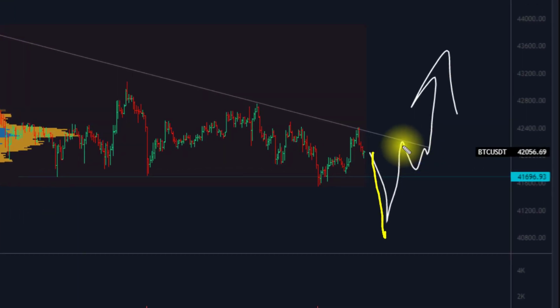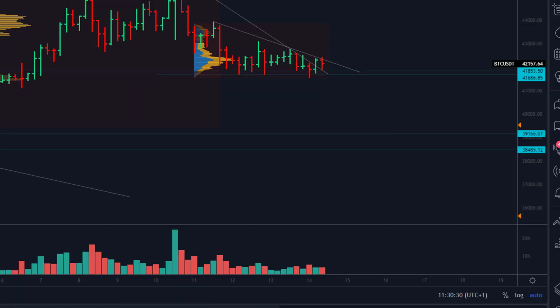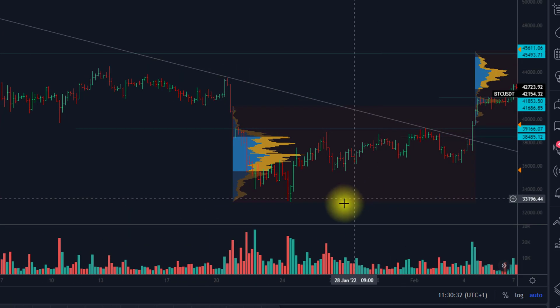The idea would be simple. If before the breakout of this trend line there is a big reload and significant volume appears at the bottom. It is really important that there must be significant volume. Why? Because have a look at this one.